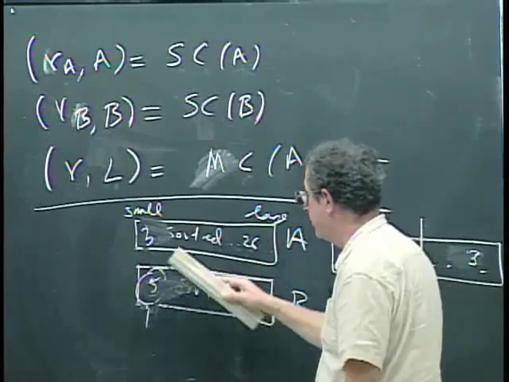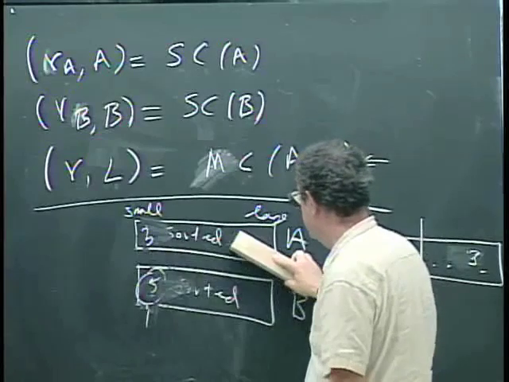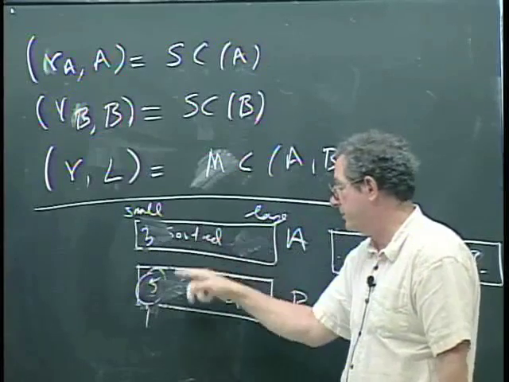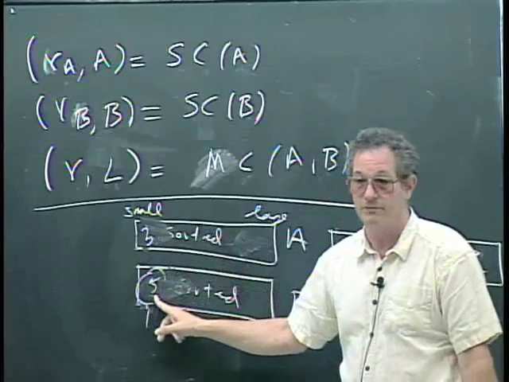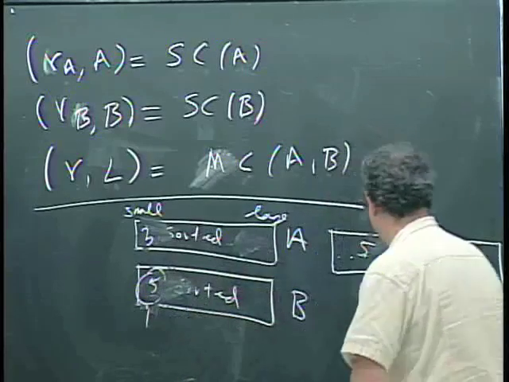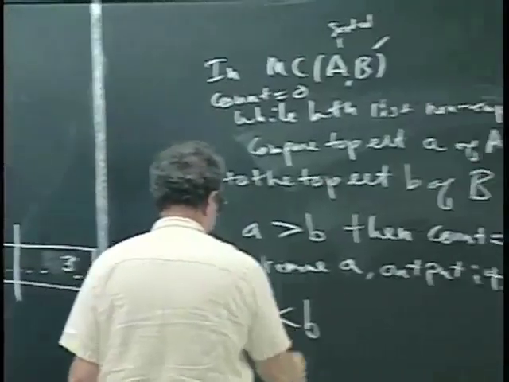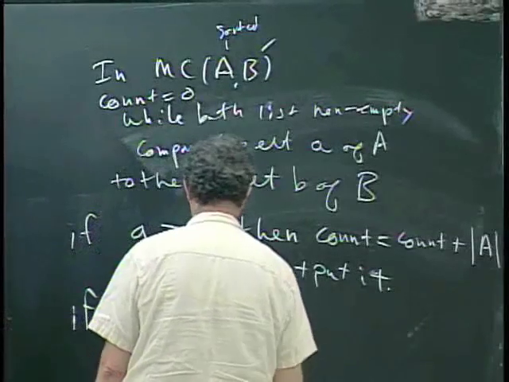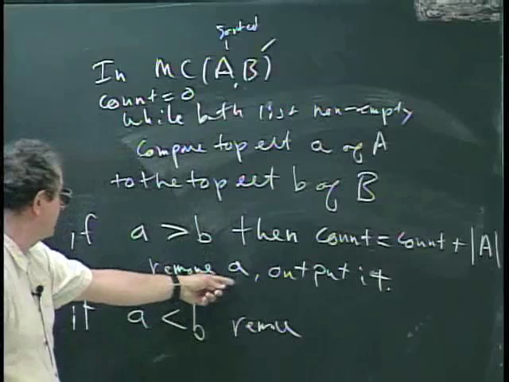But when you're just looking at those two numbers, you can't deduce or infer that any of these are inverted with 5. You have to wait. Okay. All right. So if A is less than B, then what do we do? We just remove... Wait a minute. Why didn't somebody stop me here?